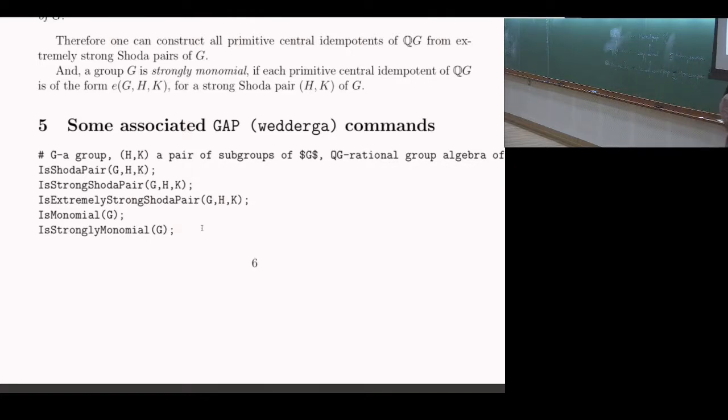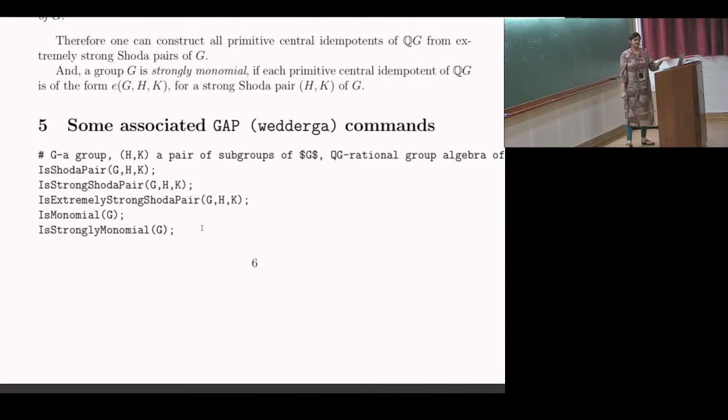Here I have listed certain functions which are available in Wedderga. IsShodaPair: you have a pair of groups and you want to check whether it is a Shoda pair. You can check it. The input is on 3 parameters: the first one is the parent group, and then the pair that you want to check. Then there's another one parallel to this, IsStrongShodaPair. The name suggests what it does, and similarly for IsExtremelyStrongShodaPair. So given a pair, you can always check with GAP whether it satisfies this condition or not.